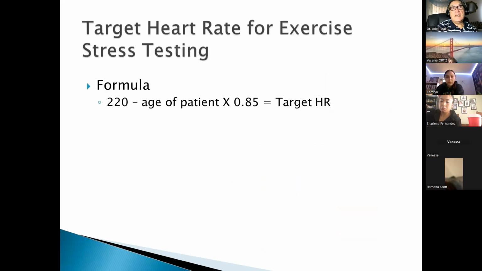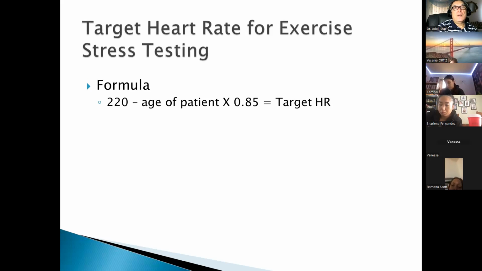Here is the question in the exam, and I need you to save it. What is the heart rate for exercise stress testing? Never exceed this number. Look, guys, 220 minus the age of the patient and the outcome multiplied by 0.85, it will be the target heart rate.